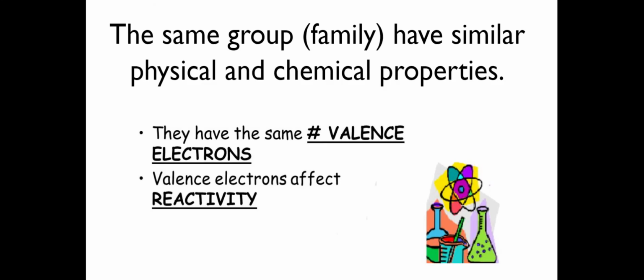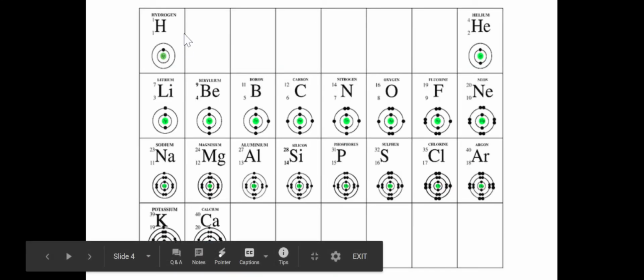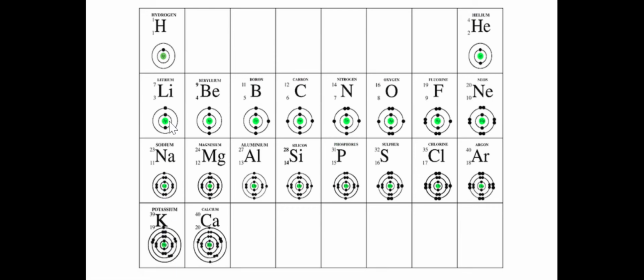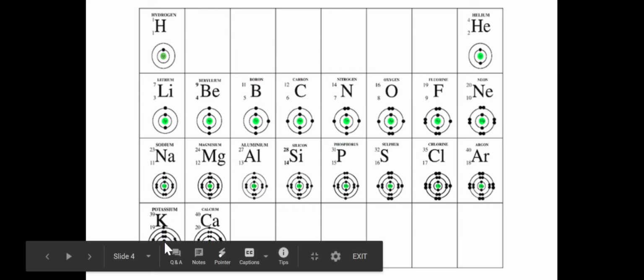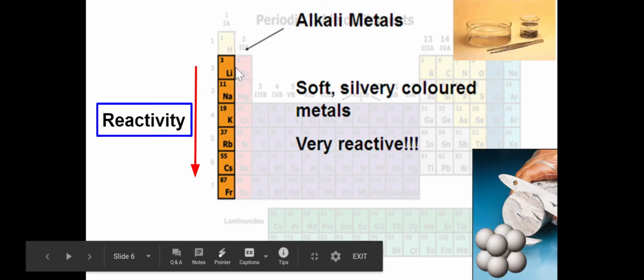The reason is that the energy levels are increasing. Sodium has 3 energy levels and potassium has 4. So it has more and more shielding. This one valence electron is getting further and further away from the nucleus, so it's getting easier and easier to lose. That's why the reactivity increases from lithium to francium.